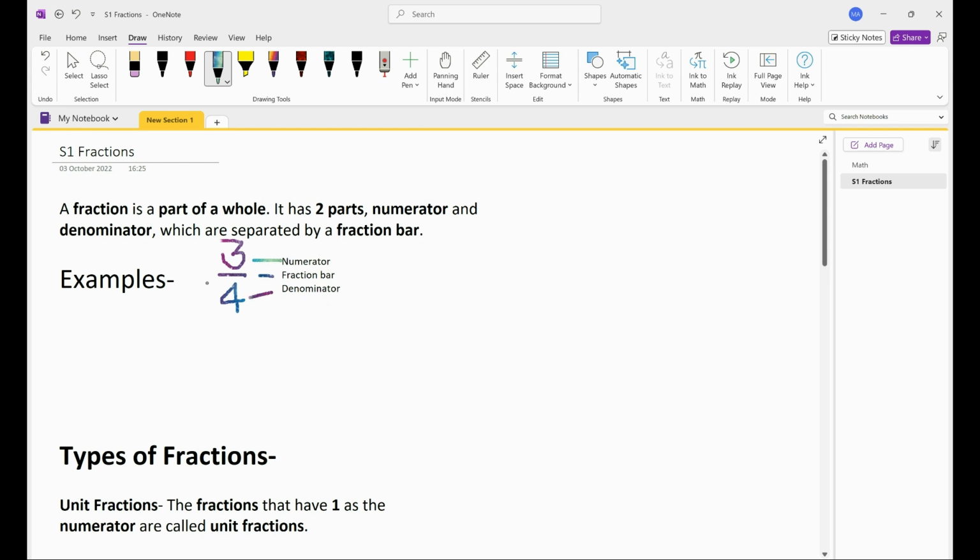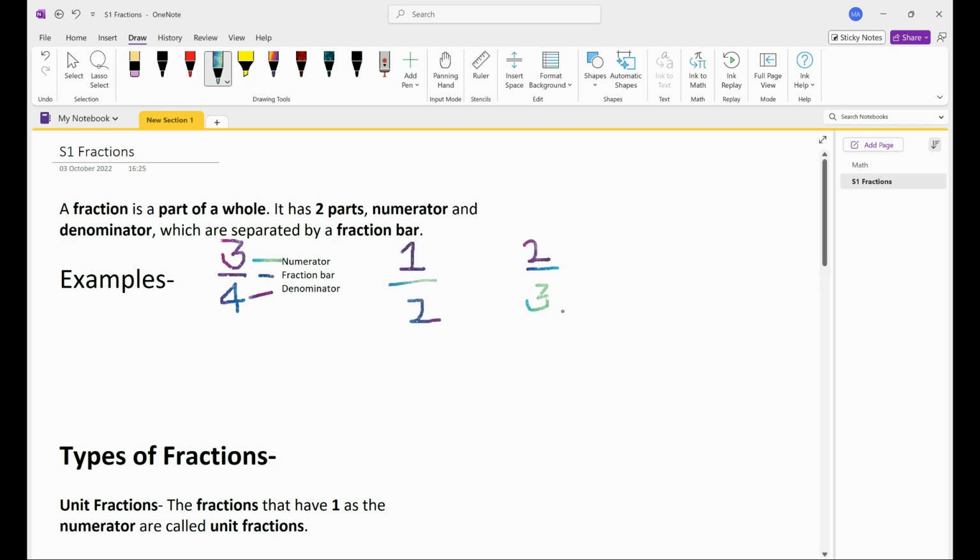The number that is above the fraction bar is always called the numerator, and the number below the fraction bar is always called the denominator. And the fraction bar will remain in its same position in each and every fraction. Some more fractions are 1 upon 2, 2 upon 3. Now we will learn some types of fractions.